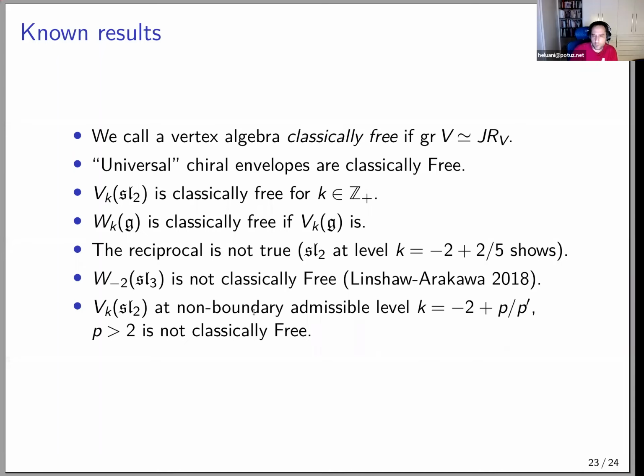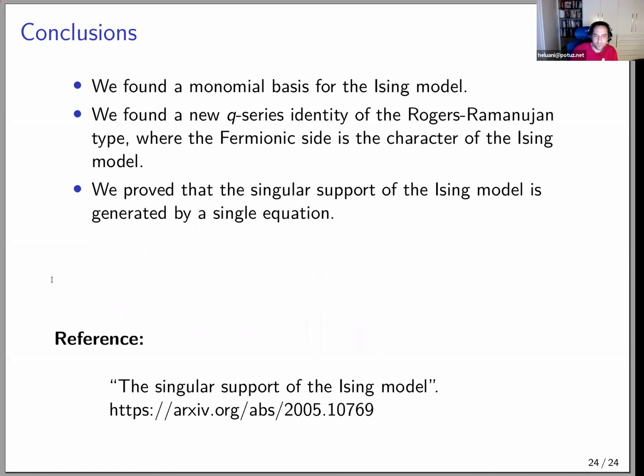Now that I mentioned this, Andrew and Tomoyuki have a paper where they also prove Hamiltonian reduction for SL3, and this is sub-admissible level. And this one is not classically free. So I suspect that SL3 at boundary admissible level, so -3 plus 3 over whatever, over 4 in that case, is going to be classically free. So they got the last case that is not classically free. Okay, so that's the reference, and I'll just stop right here because these are my 15 minutes.